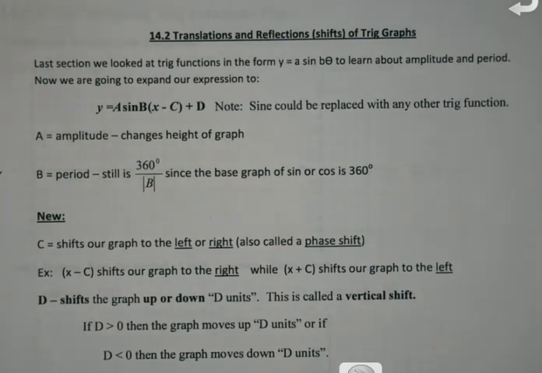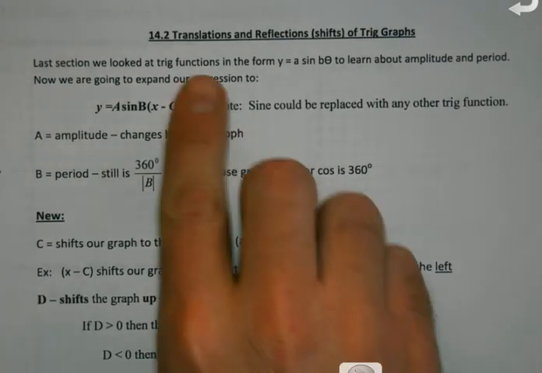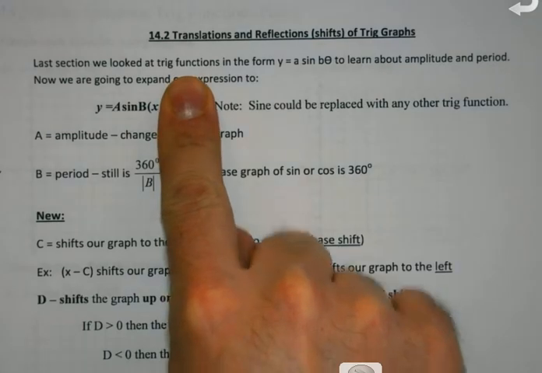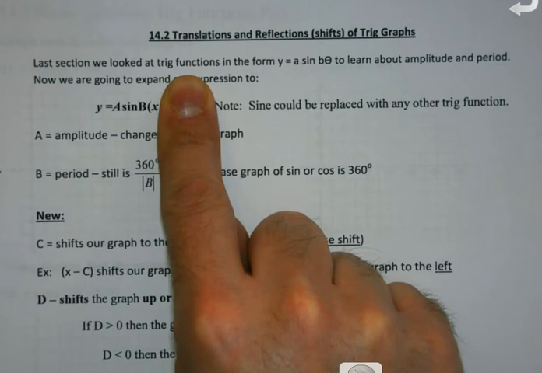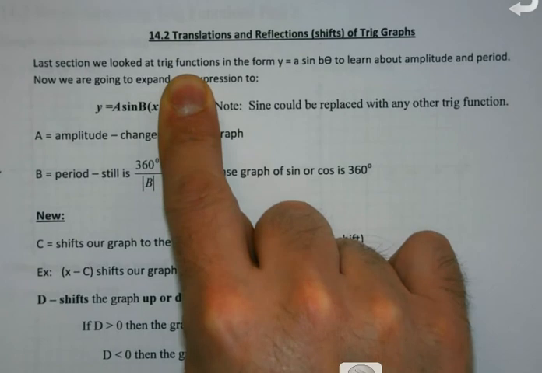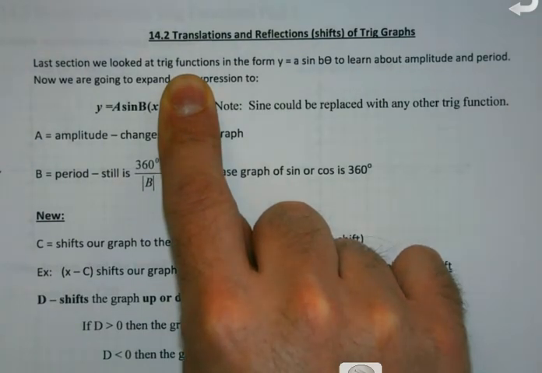As we work through, before we had this part: A was our amplitude, how much everything got changed as far as the height of my graph. And then whatever value was in front of x is what we divided into 360, our period, to find our actual period of things.